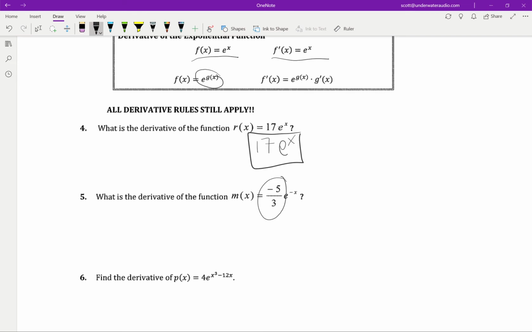Okay, for number 5, the same thing for this constant here. A constant, I can just bring it out in front, so I'll basically ignore it, negative 5/3, and then e to the negative x times the derivative of negative x, which would be, so negative 5/3 e to the negative x times negative 1, which I could write as 5/3 e to the negative x.